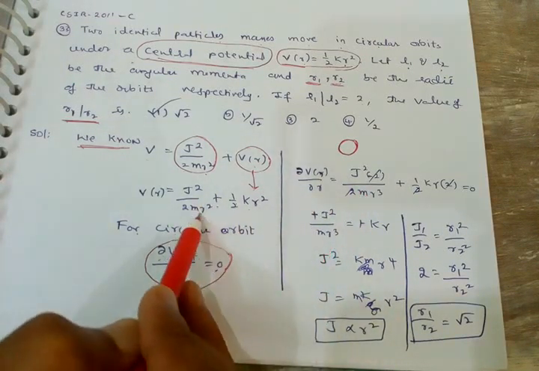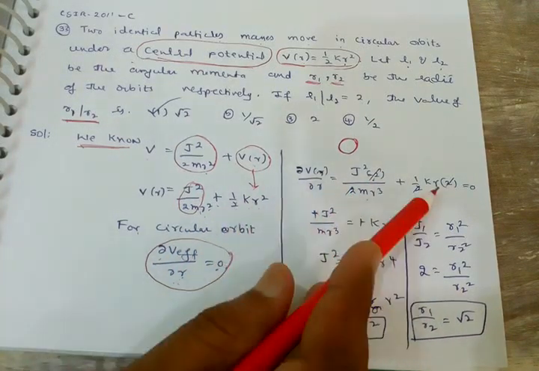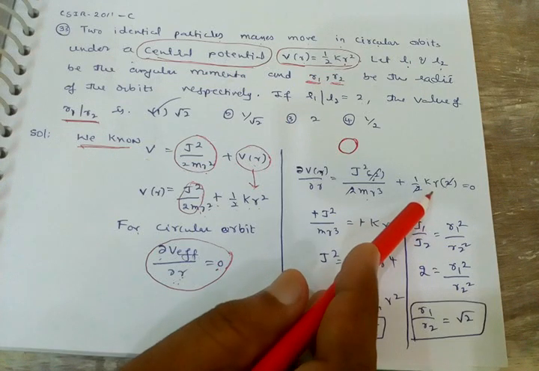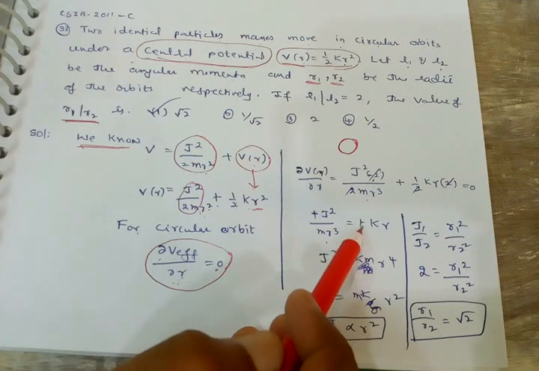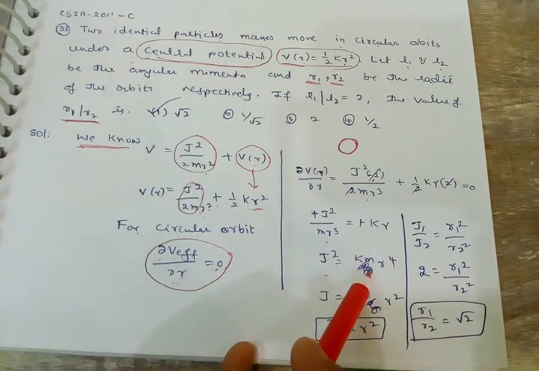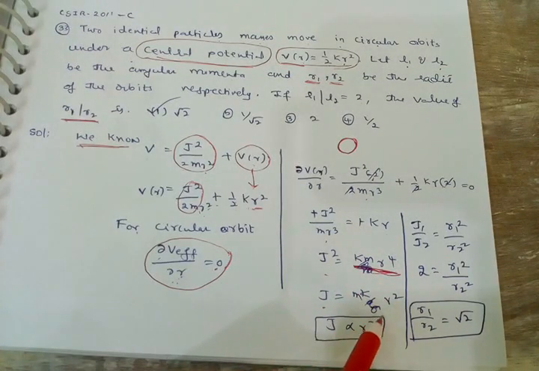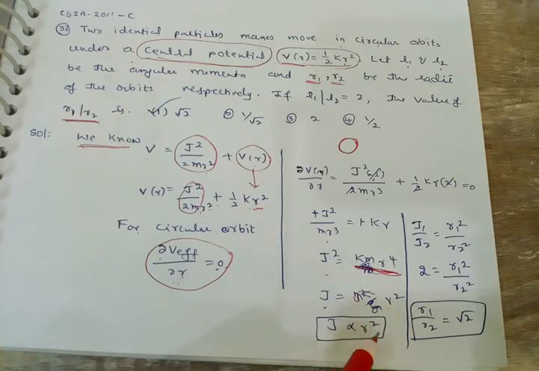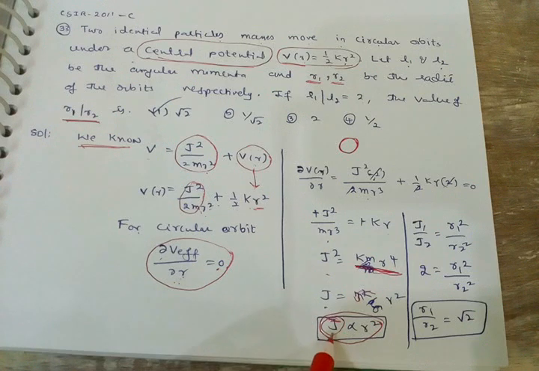So we substitute here. Dou by dou r of j square by 2m r square, where j square by 2m is a constant, gives minus 2 by r cube, plus half k r square differentiates to 2r, and the 2 cancels. So we get j square by m r cube equal to k r, so j square equal to m k r power 4. Then j equal to the root of m k r square, so j is proportional to r square. What is j here? Angular momentum. Angular momentum is proportional to the square of the radius of the particle moving under the central potential.